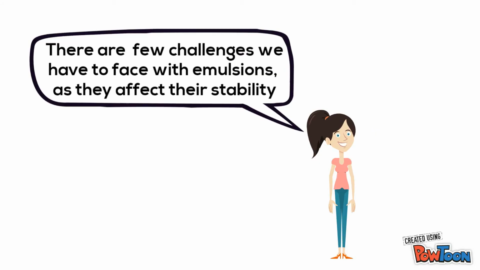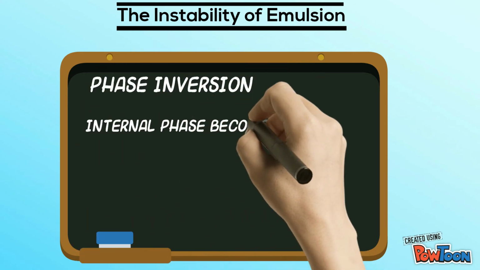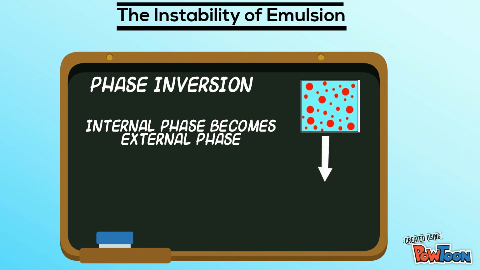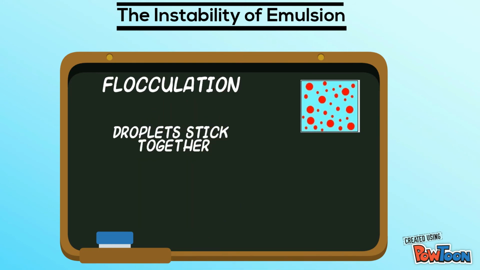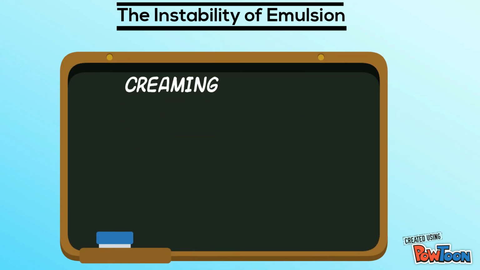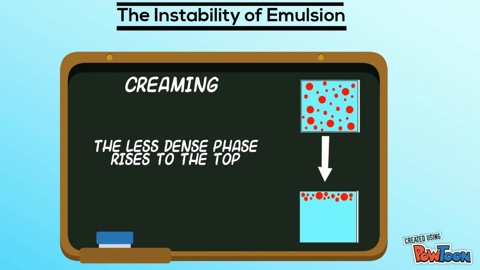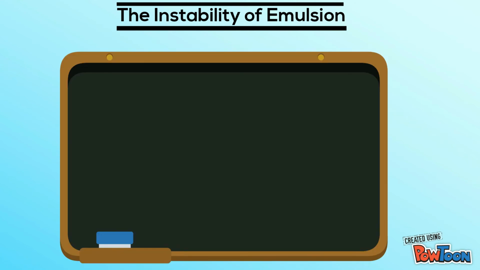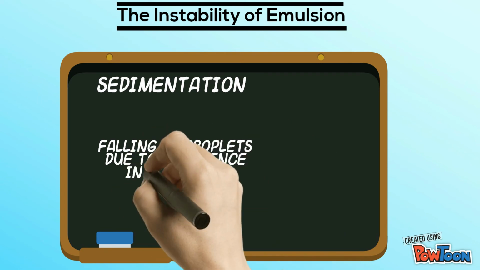There are a few challenges we have to face with emulsions, as they affect their stability. First, phase inversion. Internal phase becomes external phase. Second, flocculation. Droplets stick together. Third, creaming. The less dense phase rises to the top. Fourth, sedimentation. Falling of droplets due to difference in densities.